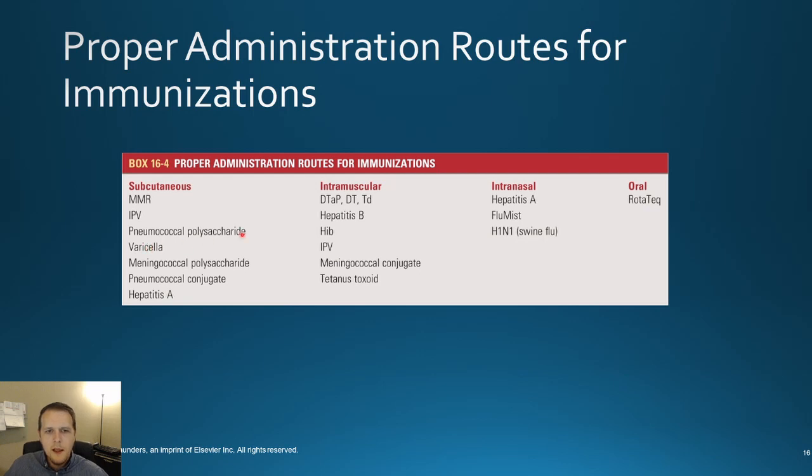Now, in terms of administration and routes, for the most part, the majority of your immunizations are either going to be given intramuscularly or subcutaneously. Occasionally, though, we may be able to give some intranasal formulations. For instance, some flu vaccines can be given intranasally, and very rarely a patient may receive one orally. Most times this is for infants, against rotavirus. So there is an oral formulation available for that.